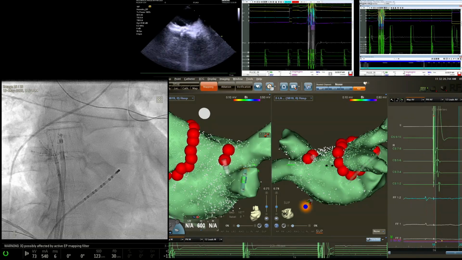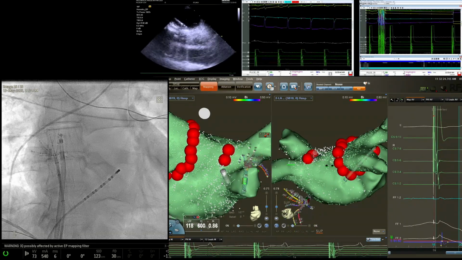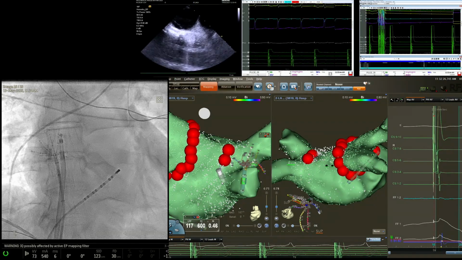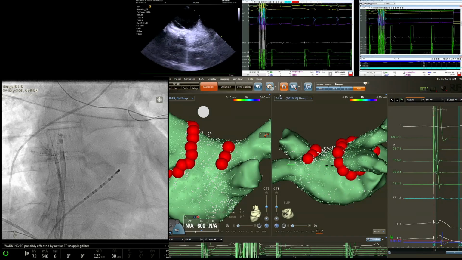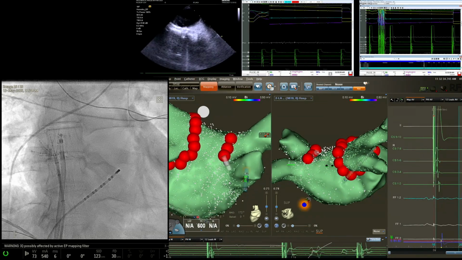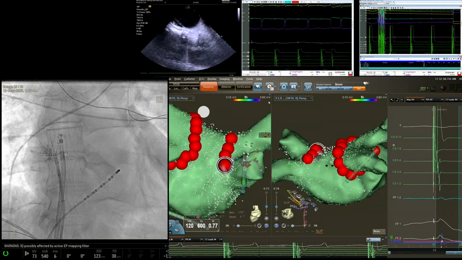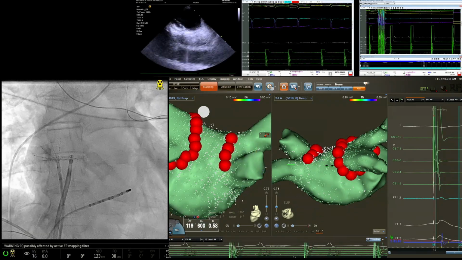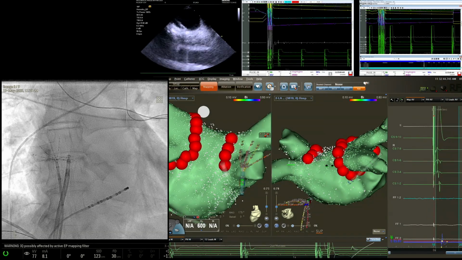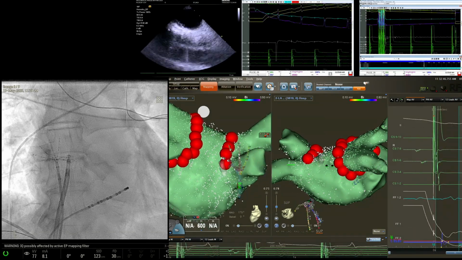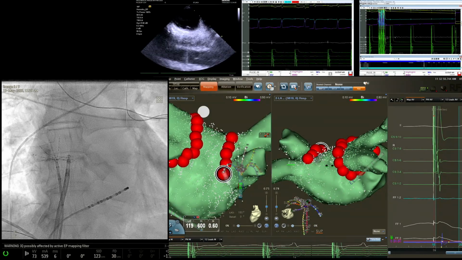Okay, next. I'm going to move down again. Okay, take a point there, please. Hide, ablation. Okay. I can move down further. Point, hide, ablation. Okay, come down further. Okay, point, hide, ablation.